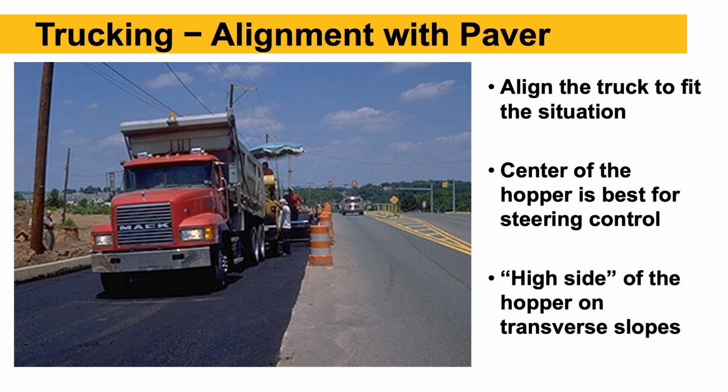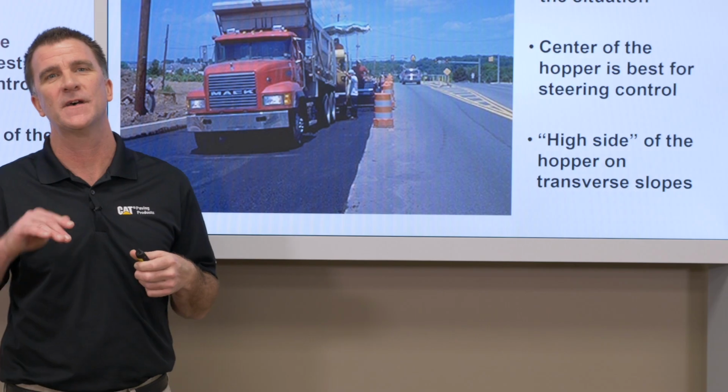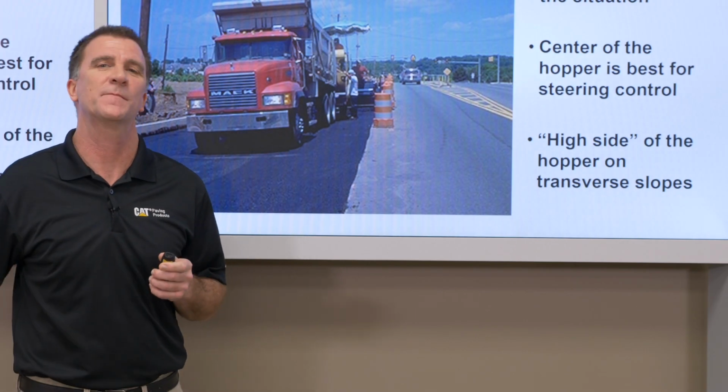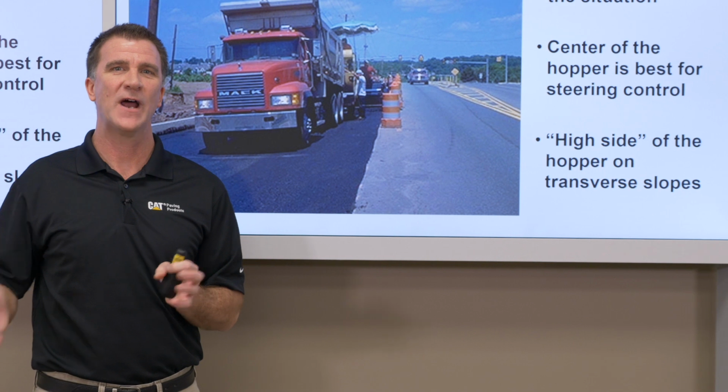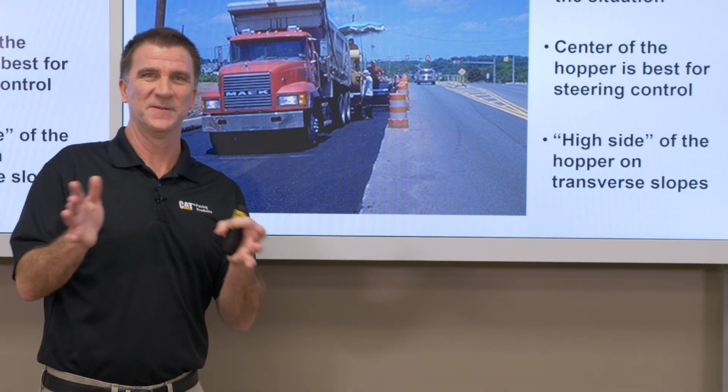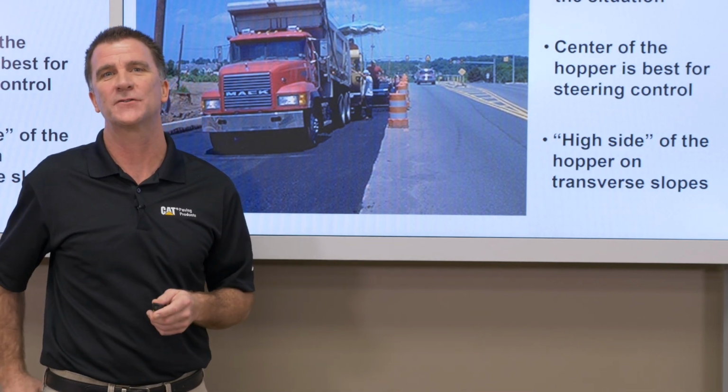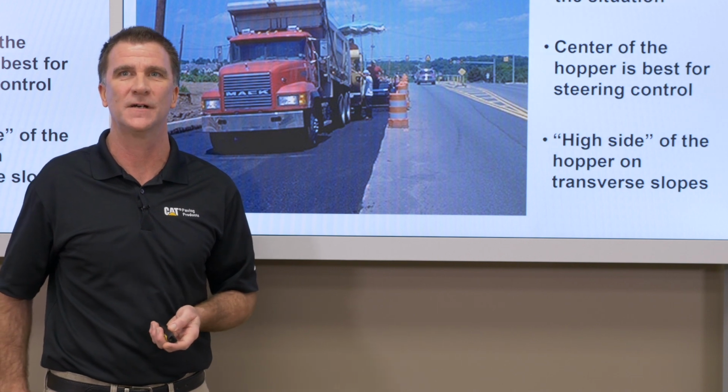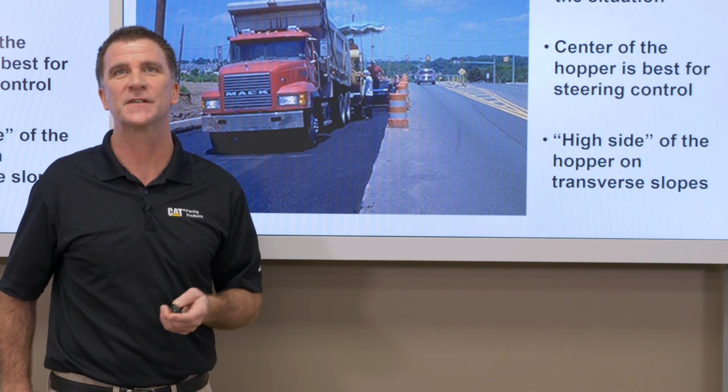Truck alignment with the paver. So you want to align the truck to fit the situation. The center of the hopper is the best for steering control on the paver. Depending on the cross slope that the mat being paved is at, you may want that truck kind of to the high side of the hopper. So once that mix is emptied from the truck bed into the paver hopper, gravity is going to want to take control of that mix. So we may want to have that truck a little bit to the high side if we're paving on a cross slope. So just things to think about.